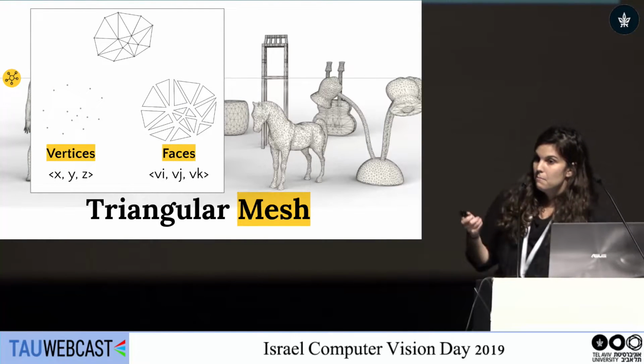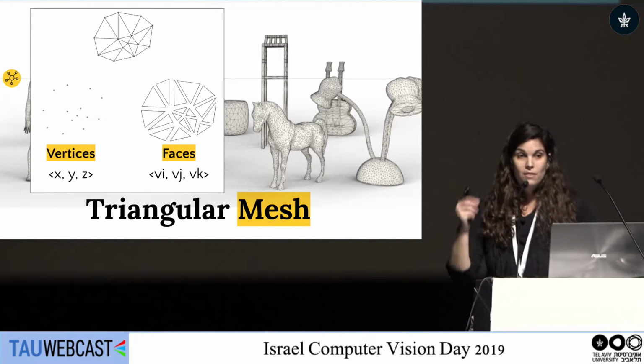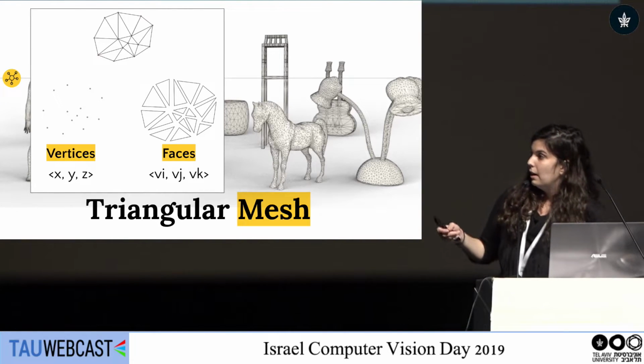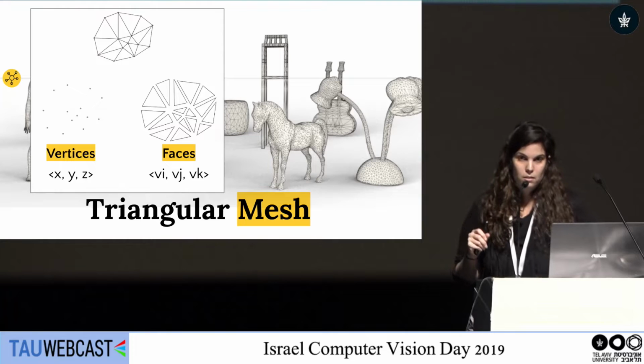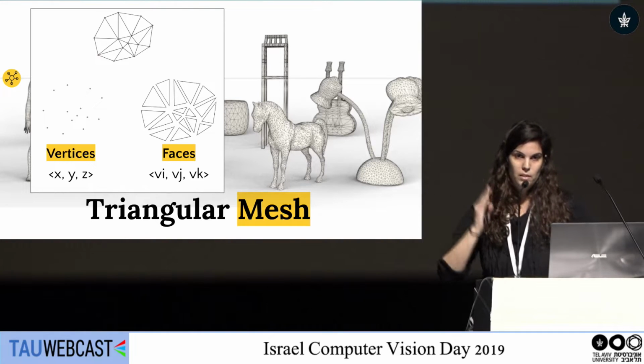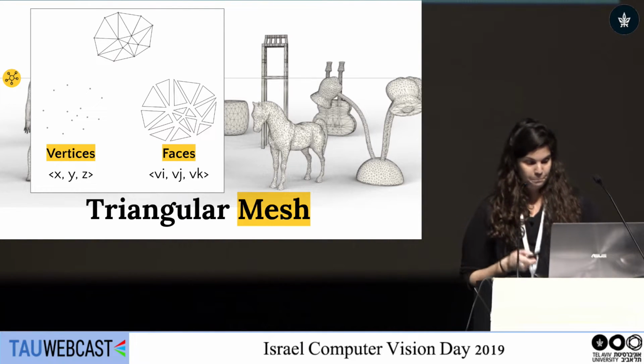Okay, so what is a mesh? It's an unordered list of XYZ coordinates in space, and also a list of triangles, which are the three vertex indices which define the triangle. So both of these lists are unordered.